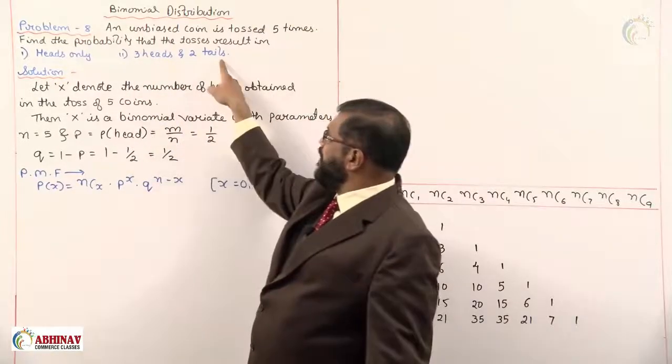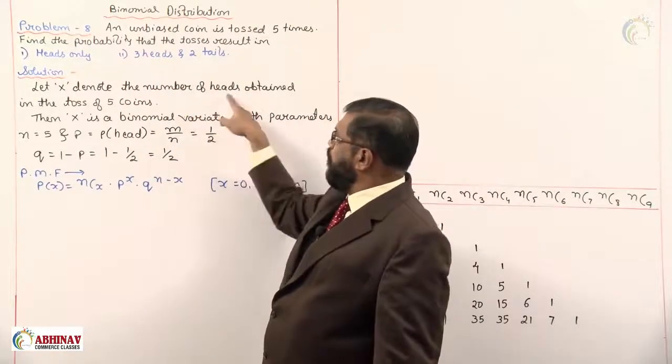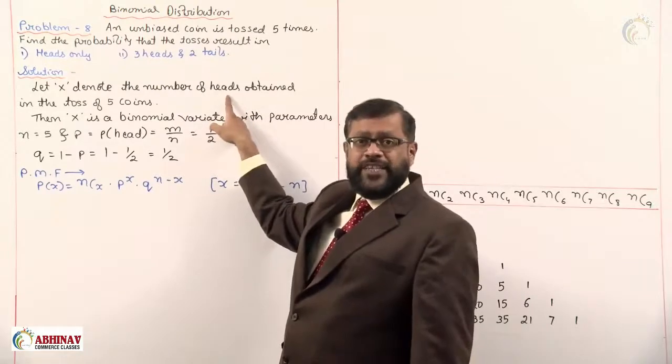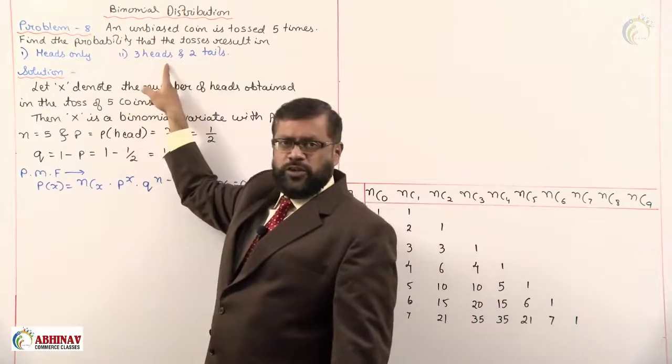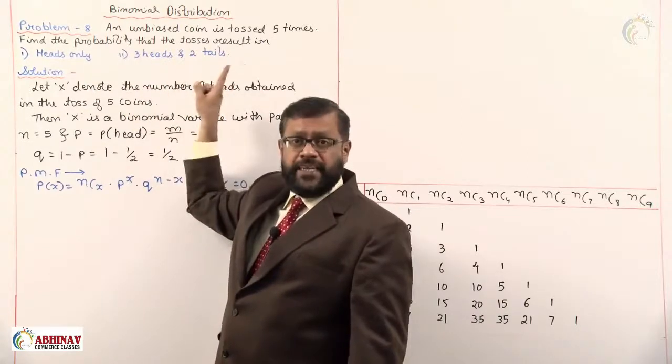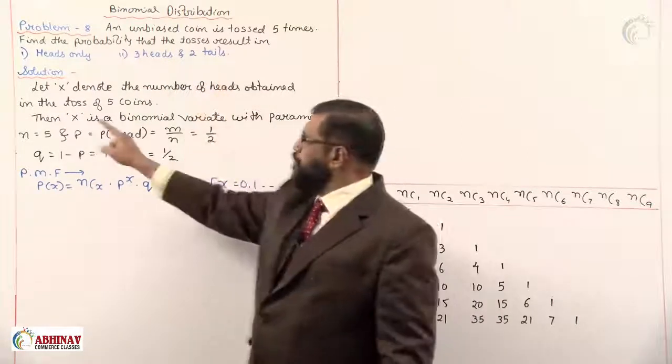Here they asked 3 heads and 2 tails. Now the question is, sir, why have we not taken tails here? Why heads? See here, in the first case heads, in the second case also heads. So 2 times heads are asked. So we go with heads.